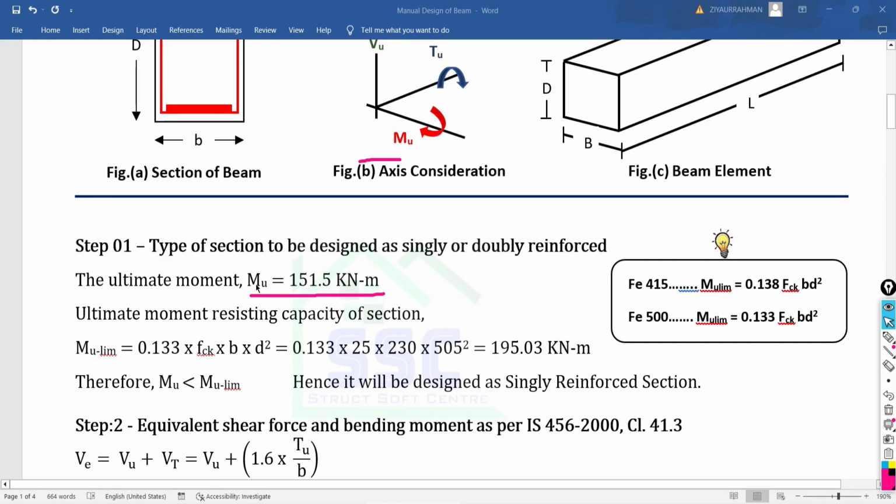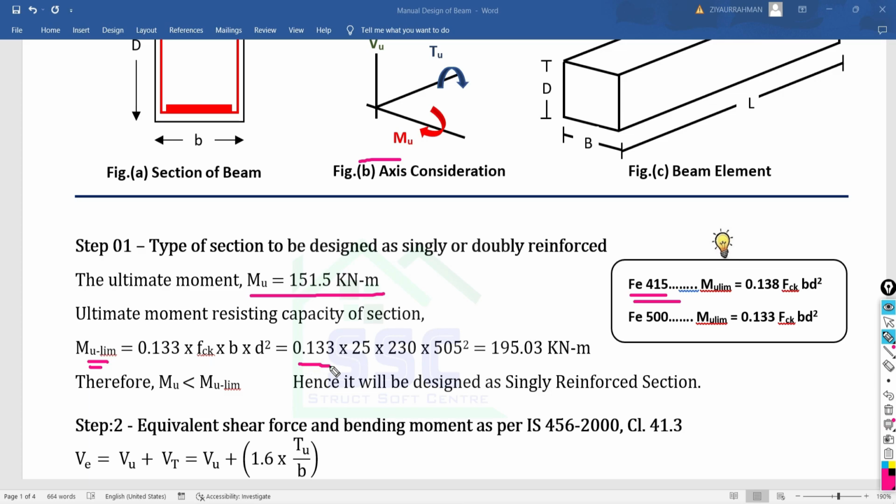So we have to compare this ultimate moment with the moment resisting capacity. Now from where will this moment resisting capacity come? It will come from IS 456:2000. IS 456:2000 has suggested that for Fe 415, Mu limiting is 0.138 fck b d square, and for Fe 500, Mu limiting is 0.133 fck b d square. So this is the formula. I am going to use this formula to find the capacity of this section to carry the moment: 0.133 fck b d square.